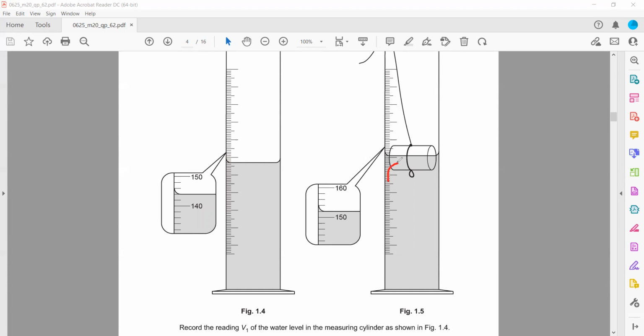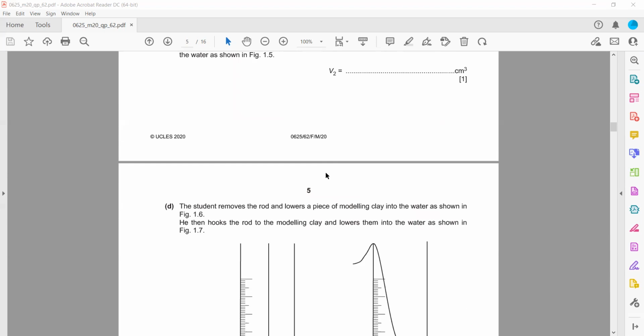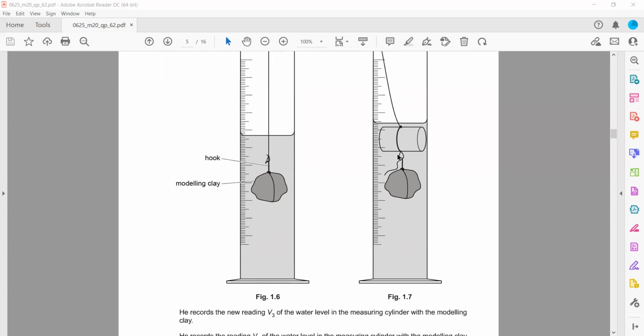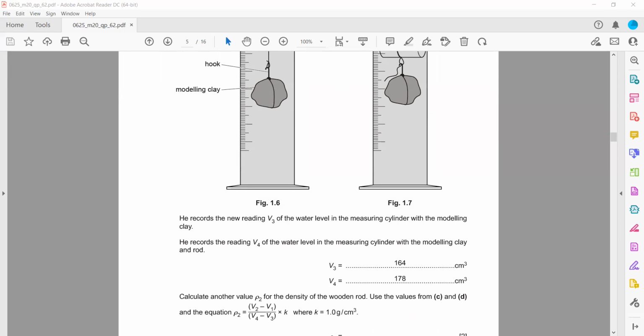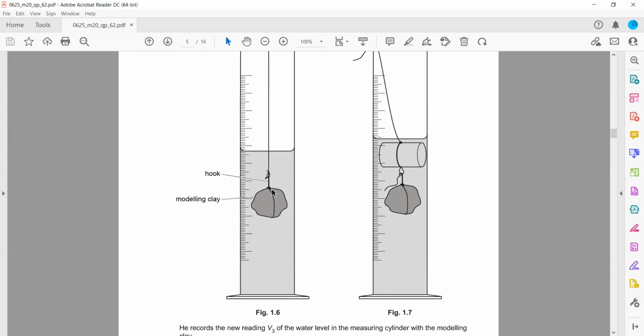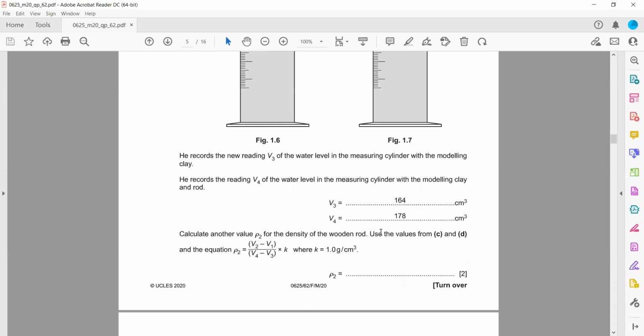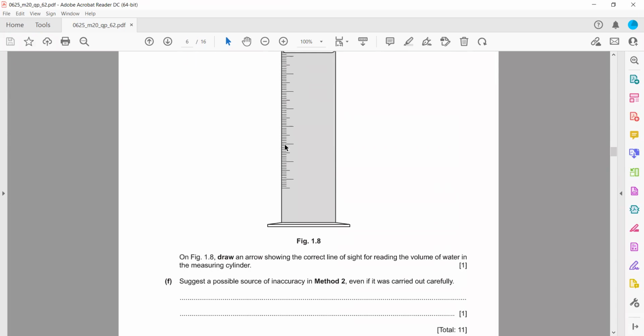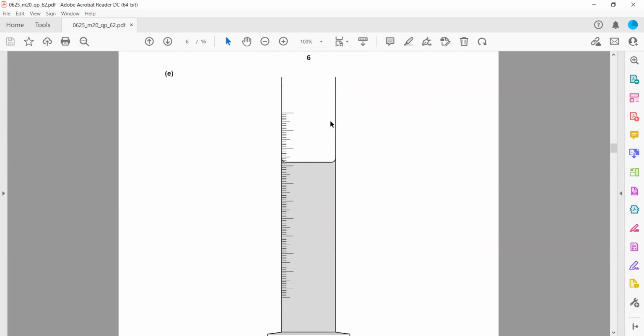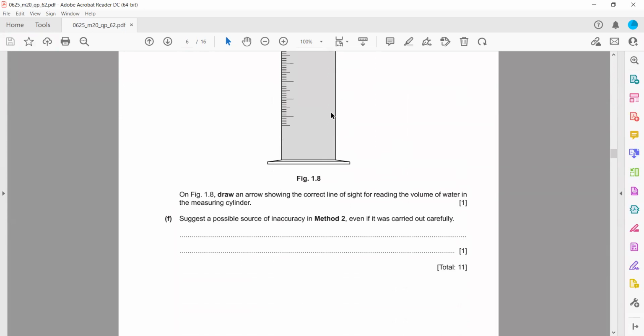And what might happen? The water, like the wood, might absorb some of the water. So that is also an inaccuracy. So these are some possible sources of inaccuracies for this experiment, like the measuring cylinder is not an accurate apparatus. And when we remove, for example, this clay, some of the water might be removed as well. Then we transferred it into the measuring cylinder, so not all of the water transferred into the measuring cylinder.